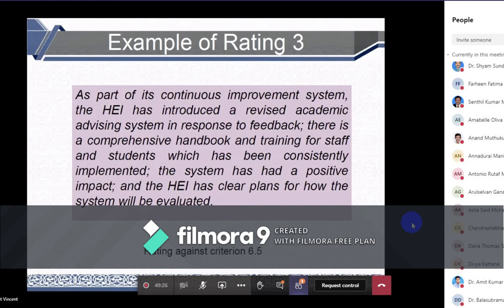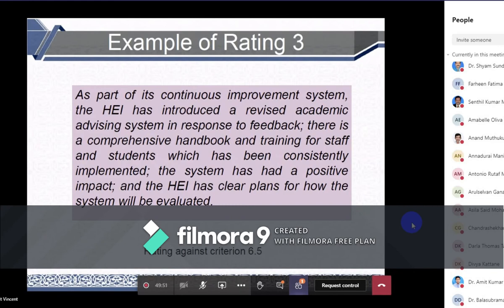There is a comprehensive handbook, excellent. We have a handbook, training for the staff and students, which has been consistently implemented. The system has a positive impact, excellent. But after the feedback, did we do any improvement? So that is the question. That lies a thin line between 2 and 3.